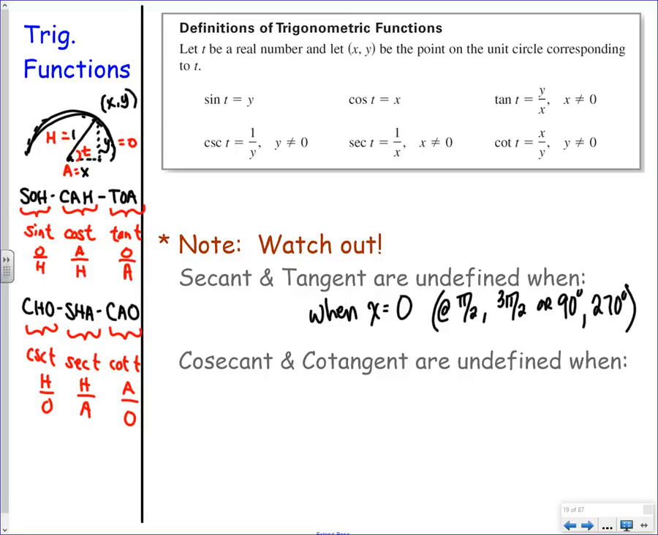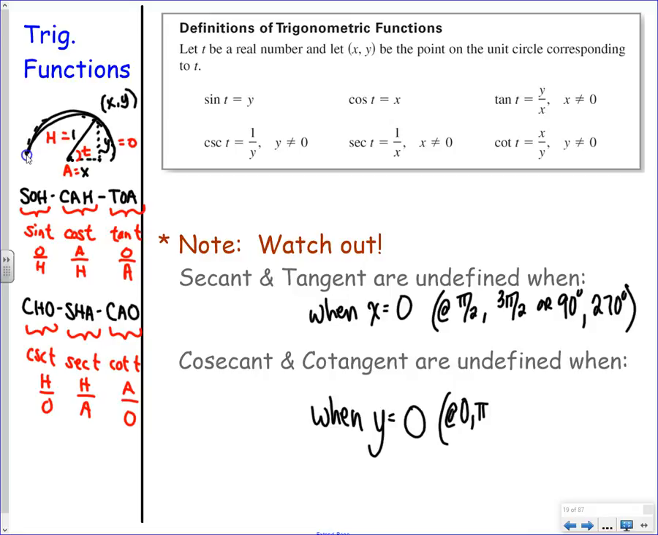You would say D and E, because they were asking for those. And they give you pi over 2 or 3 pi over 2. Cosecant and cotangent, their denominators are different. So this time it's going to be when the y equals 0, when you haven't gone up or down, you've only gone right or left, which is going to happen at 0 radians and pi radians, which is the same thing as 0 degrees. I guess we could say 2 pi also, huh?